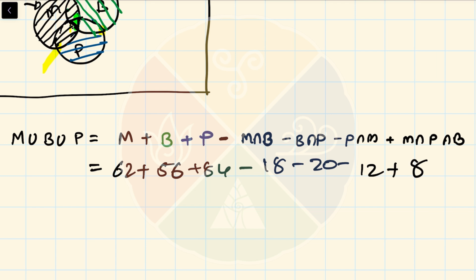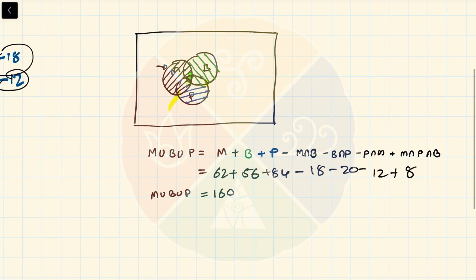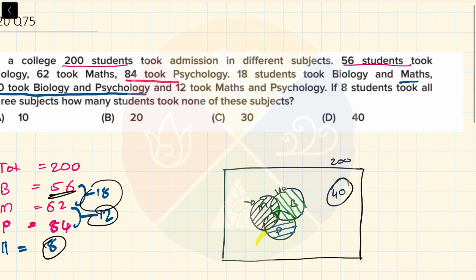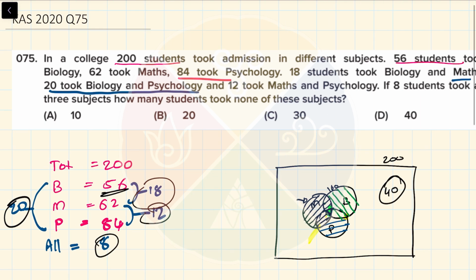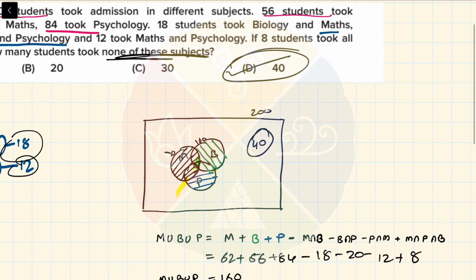62 plus 56 plus 84 minus 18 minus 20 minus 12 plus 8. You will find that there are 160 people in M union B union P, who are in any of these circles. But only 160 people are inside these circles. We need a total of 200 people. The remaining 40 people will be outside. Out of the 200 people, if you subtract these, 40 people didn't select any of the subjects. So the question asks, if 8 students took all 3 subjects, how many students took none of the subjects? The answer is 40. Answer option D.